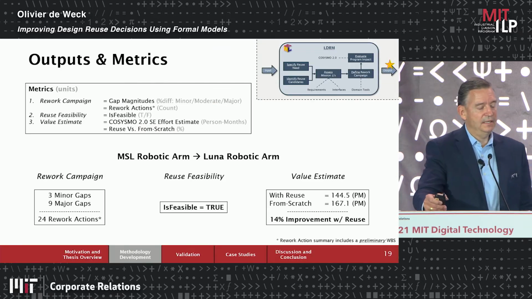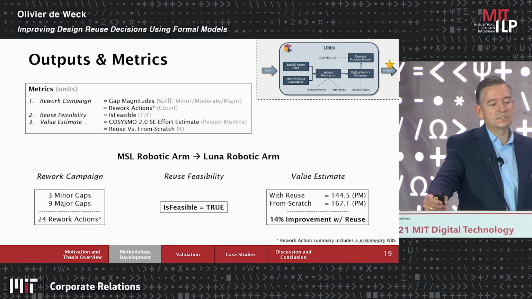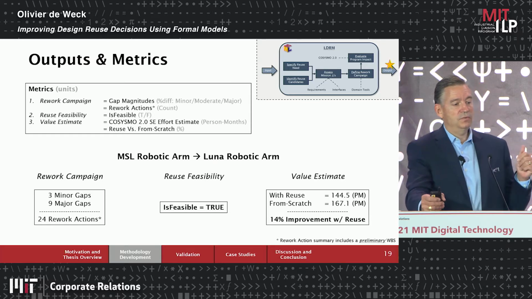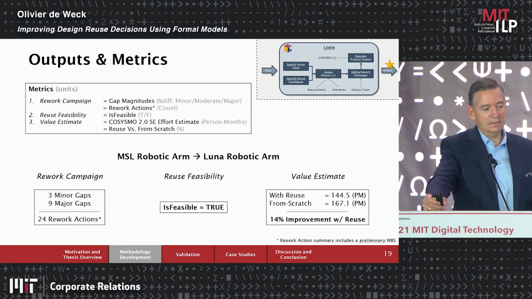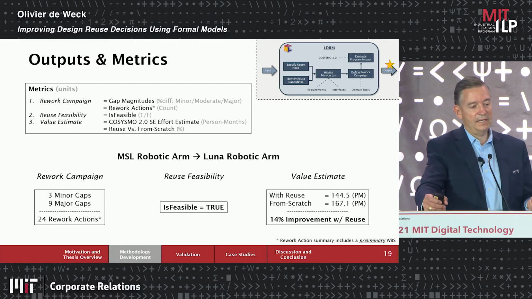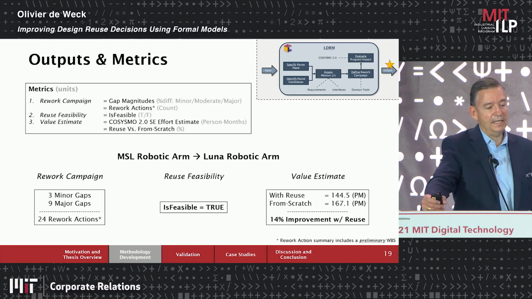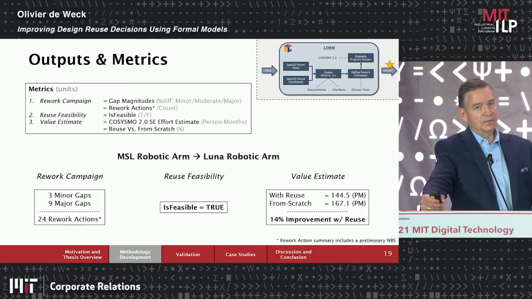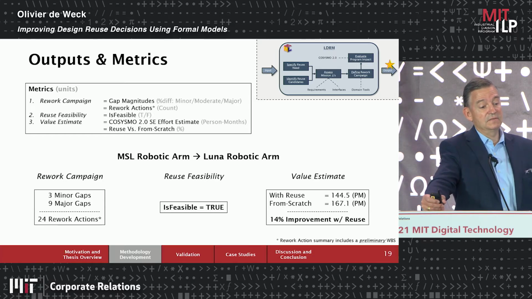And so at the end of it, we get a pretty detailed assessment of whether the reuse is worth it or not. So we have a rework campaign that we'd have to do, 3 minor gaps and 9 major gaps in the requirements. So that's the 24 rework actions. Fundamentally, the reuse of this robotic arm is feasible. We think it's feasible based on this.